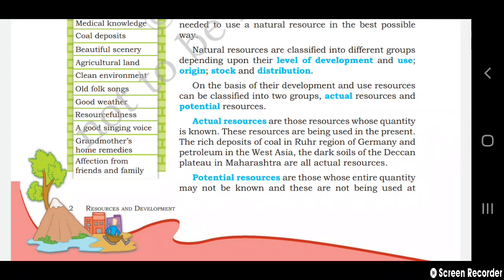Next, natural resources are classified into different groups depending upon their level of development, use, origin, stock and distribution. On the basis of their development and use, we can classify resources into two groups. One is the actual resource and the other is the potential resource.